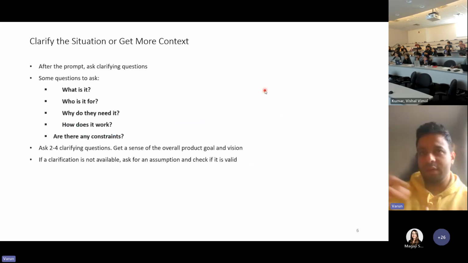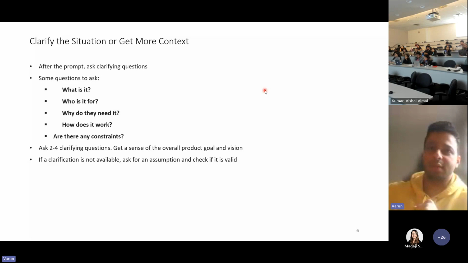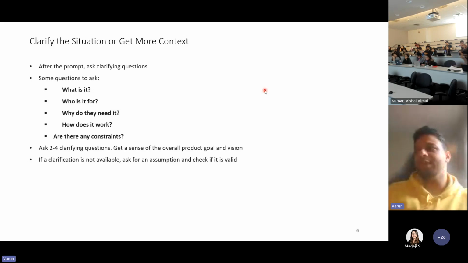So, going into more details, let's discuss each section. This is where I found key areas that you need to cover in an interview. Taking the example of clarifying the situation or getting more context: once you get the prompt or when you're trying to solve a case, you need to ask more questions. These questions can be as simple as, why are we doing this? Why do we need this? Who needs it? How does it work? Are there any constraints, etc.? About 2 to 4 clarifying questions.